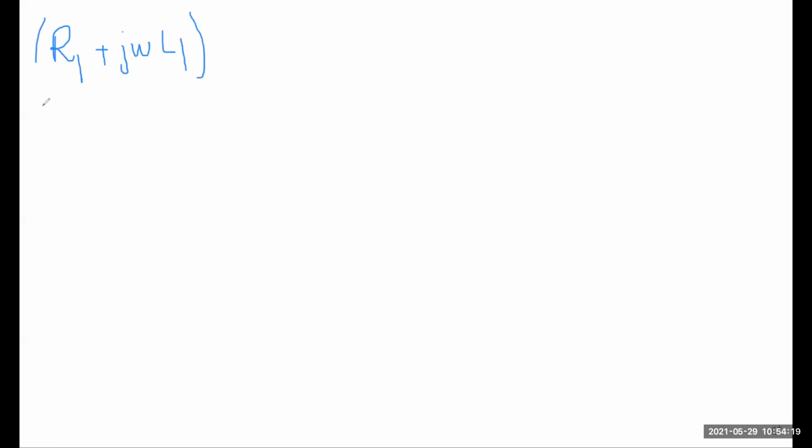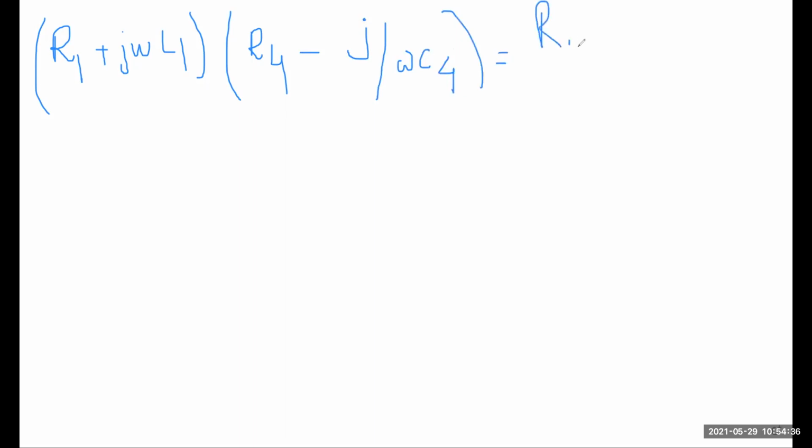This is one equation. For Z4 what can you write? For Z4, definitely C4 is in series with R4, so we have to write R4 minus j by omega C4. That will be equal to R2 R3. Okay, clear? Now here you will try to separate the real and imaginary parts.